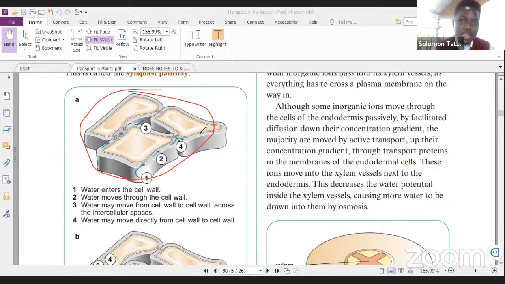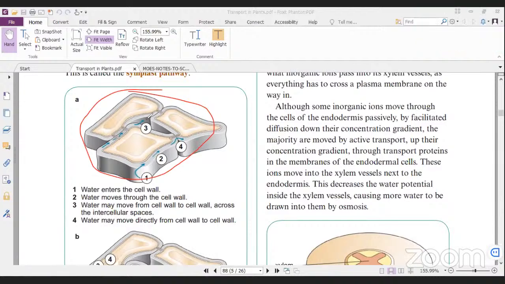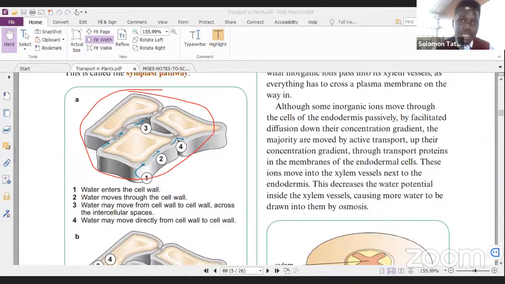What pathway is this that I've highlighted? What pathway is this? Who would love to give us the answer? Just look at the blue arrows.